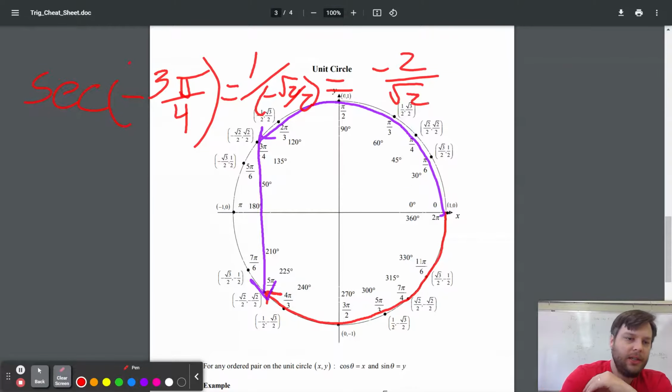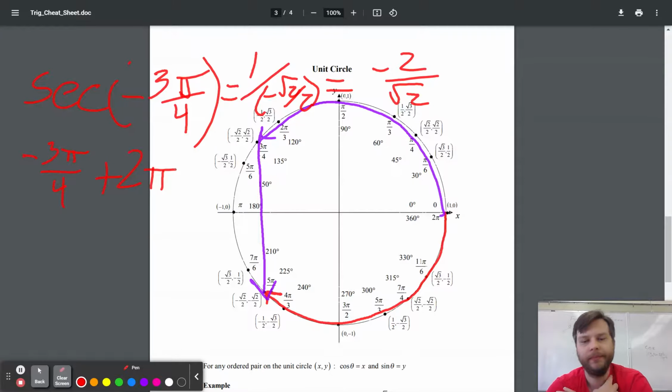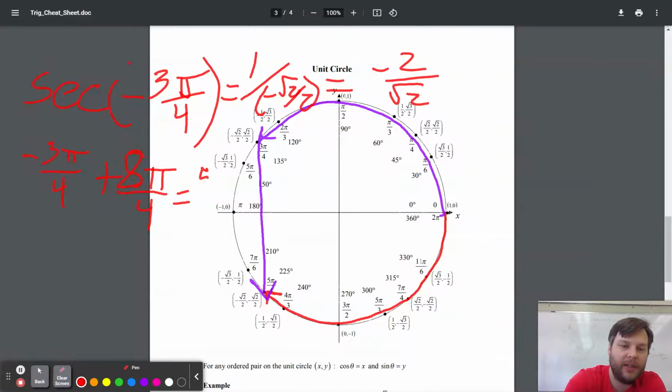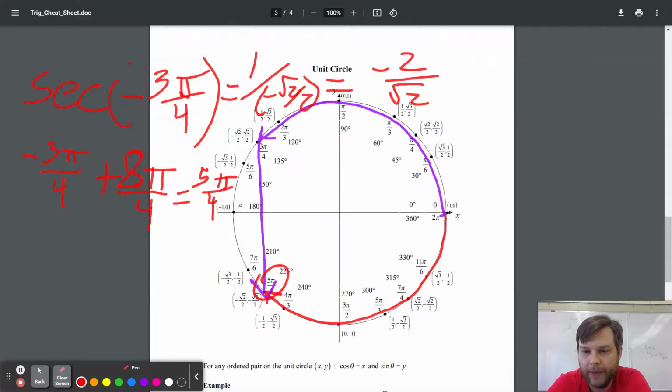The other strategy, instead of doing it visually by rotating, is to notice that we can add a full circle. And a full circle in radians is 2 pi. But when you're adding fractions, you need a common denominator. So my denominator of 4 means I multiply the numerator by 4, and it becomes 8 pi. Negative 3 plus 8 means we actually are at 5 pi over 4, which matches with the angle that's right there on the unit circle.